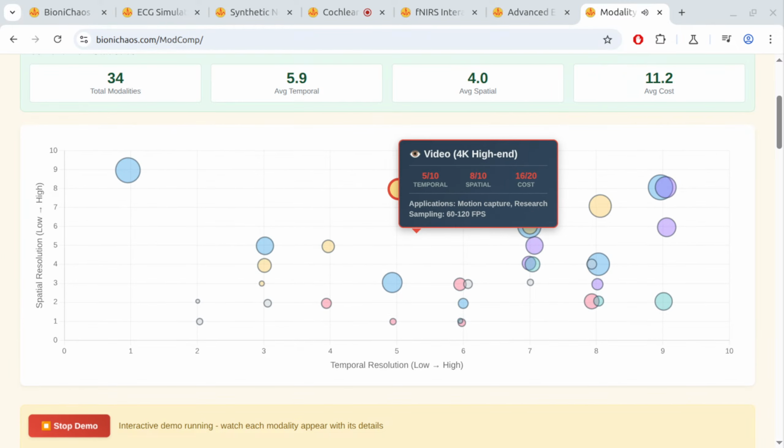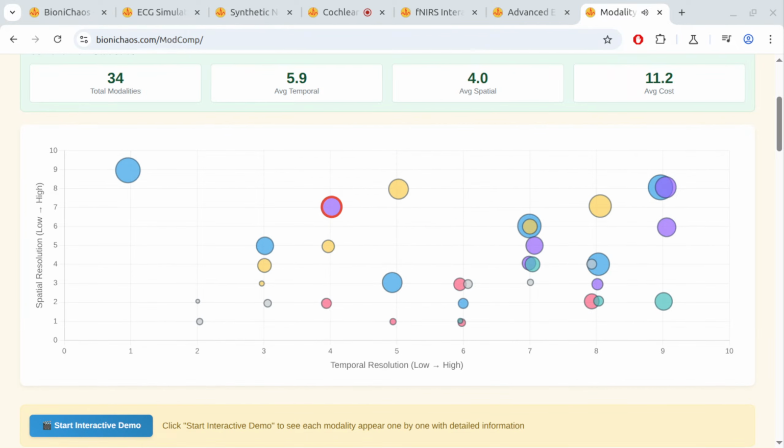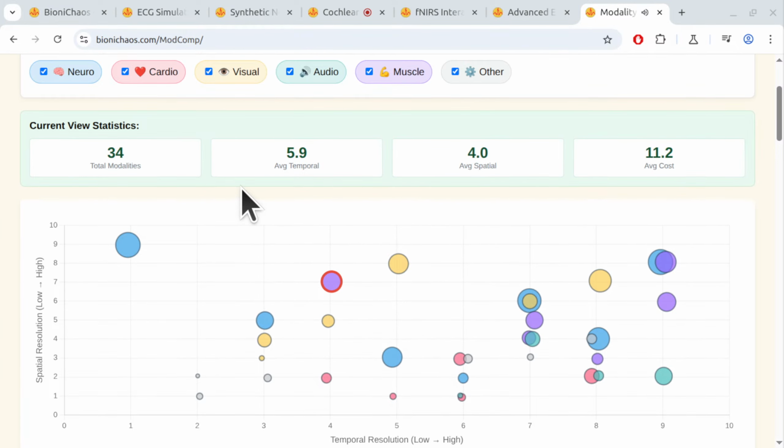Okay, so spatially, it's amazing, right? 10 out of 10. You can pinpoint where stuff happens in the brain with incredible accuracy for research. Absolutely stunning spatial detail. But temporally, it gets a 1 out of 10. Sampling might be once every second or two, 0.5 to 2 hertz. Temporally, it's slow, glacial almost compared to neural activity. And the cost, also maxed out at 20 out of 20.